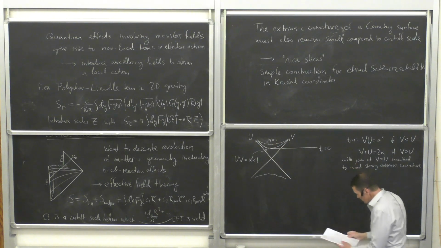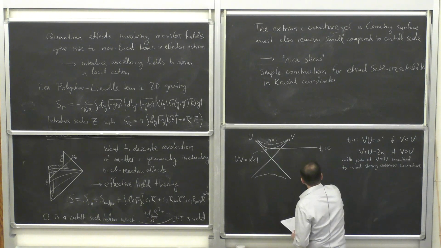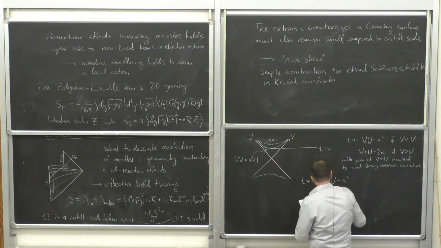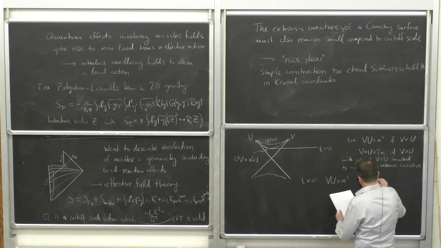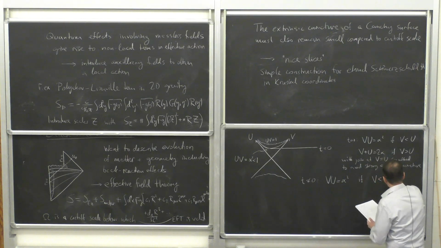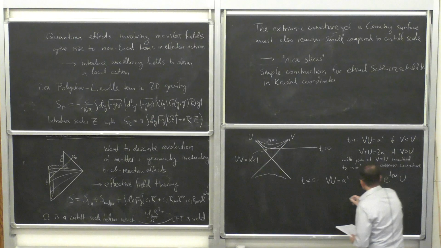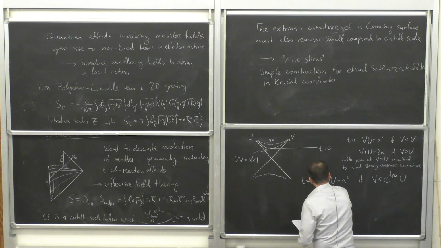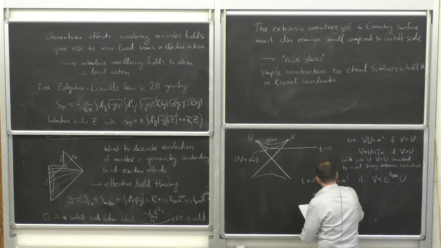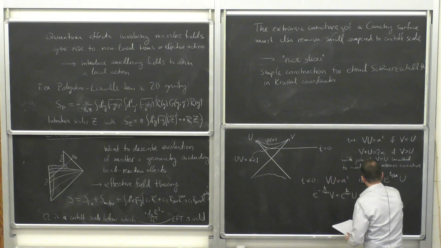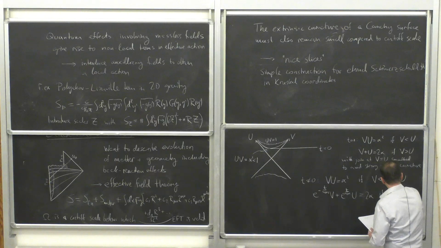Okay. Now, how do I move to different t's? That's simple. I'll simply say that VU is equal to alpha squared if V, instead of being less than U, is less than e to the t over 2M times U. And then I will write e to the minus t over 4M V plus e to the t over 4M U is equal to 2 alpha if V is bigger than this. So what am I doing here?